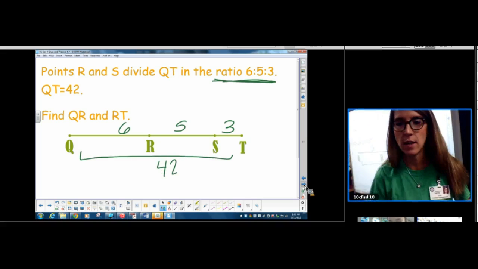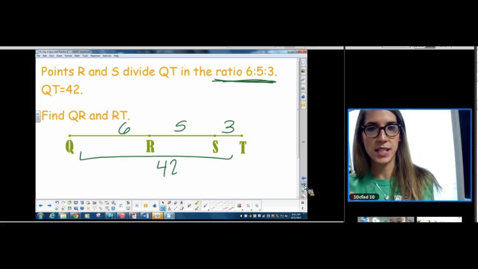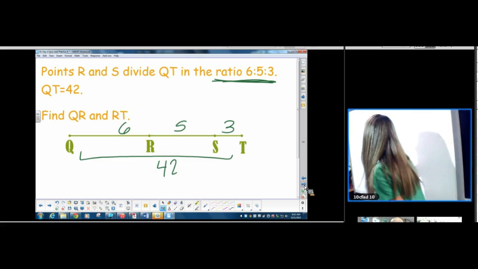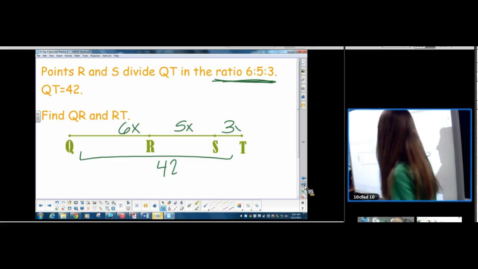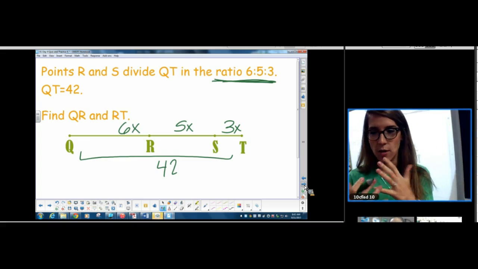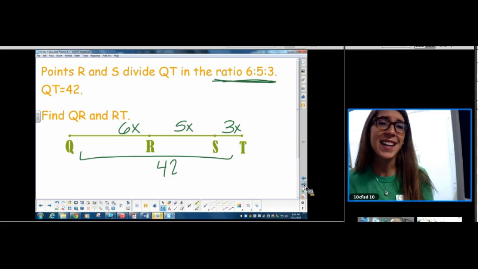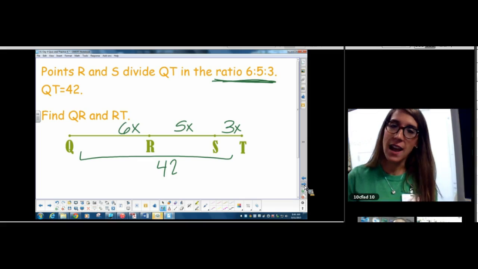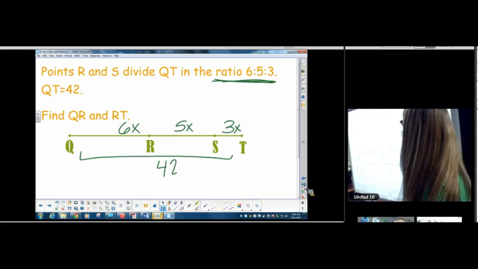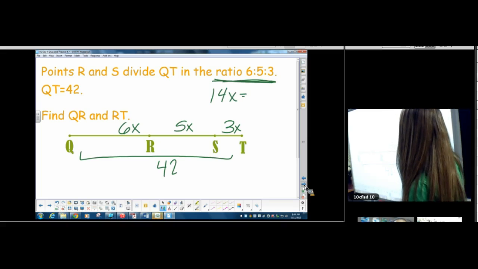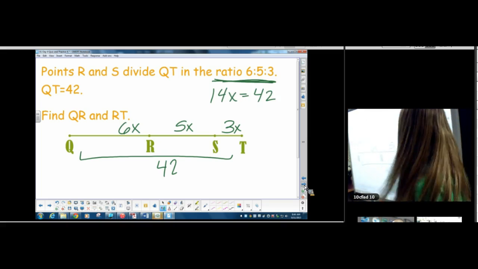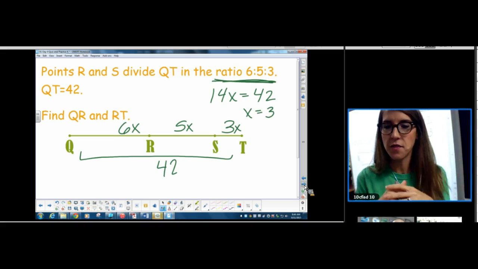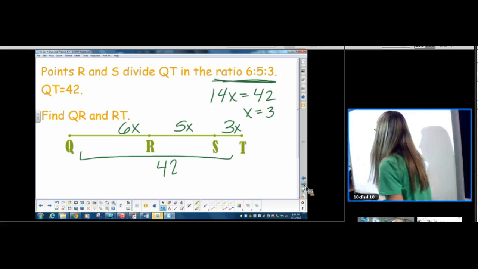Find QR and RT. Now, does QR equal 6? No. That's just its ratio. So I always attach an X to these to remind myself that's not the length, that's the ratio. But now that we've labeled them all and put an X there, this is just a segment addition problem. 6X plus 5X plus 3X equals 42. So what is that, 14? X equals 3, that's kind of like our common factor kind of thing, yeah? So then we just take 3 and we plug it in.